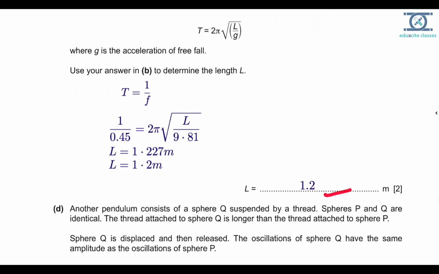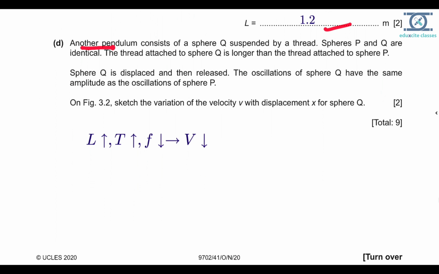Now in the D part, another pendulum with sphere Q is suspended by a thread. The spheres P and Q are identical. The thread attached to Q is longer than the thread attached to sphere P. This is the important point here: the length of Q's thread is longer than the length of P's thread. Sphere Q is displaced and then released. The oscillation of Q has the same amplitude as the oscillation of sphere P. Amplitude means the maximum displacement is the same.